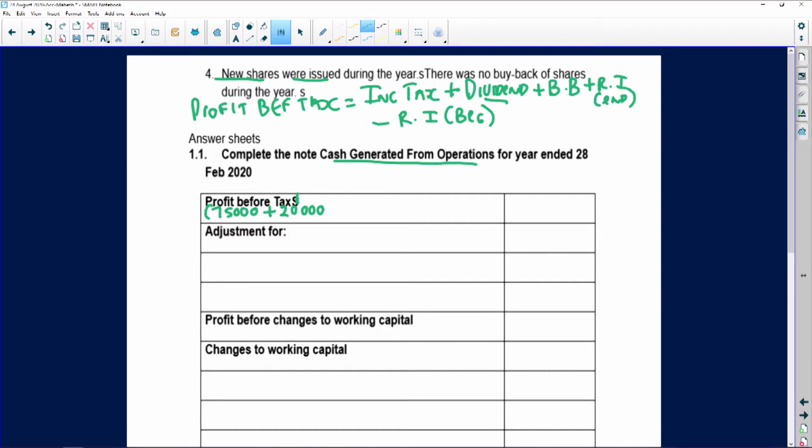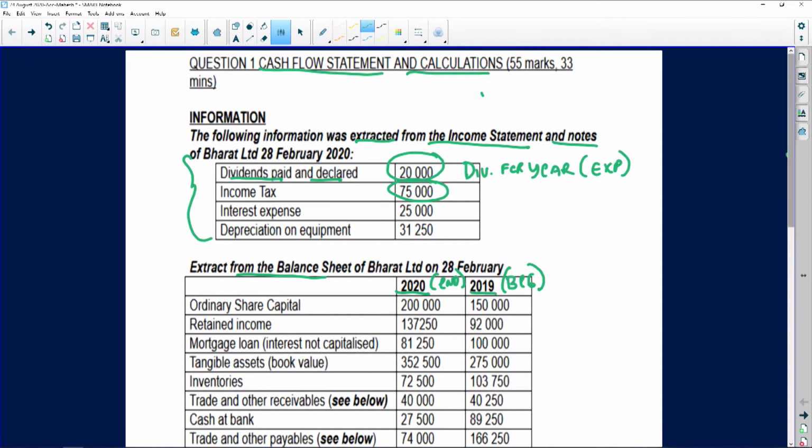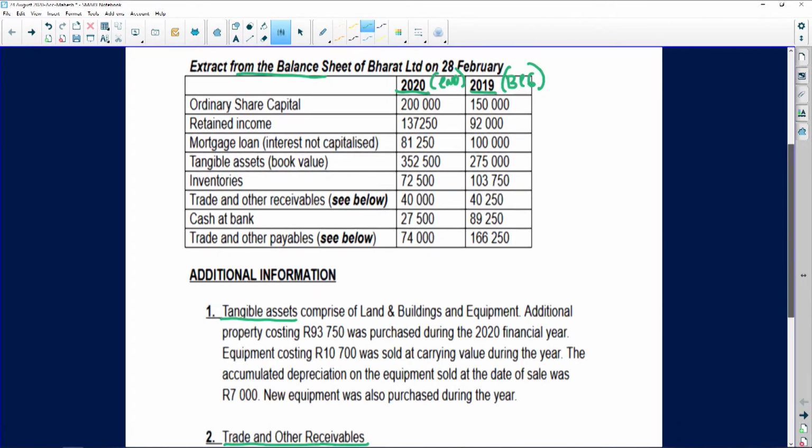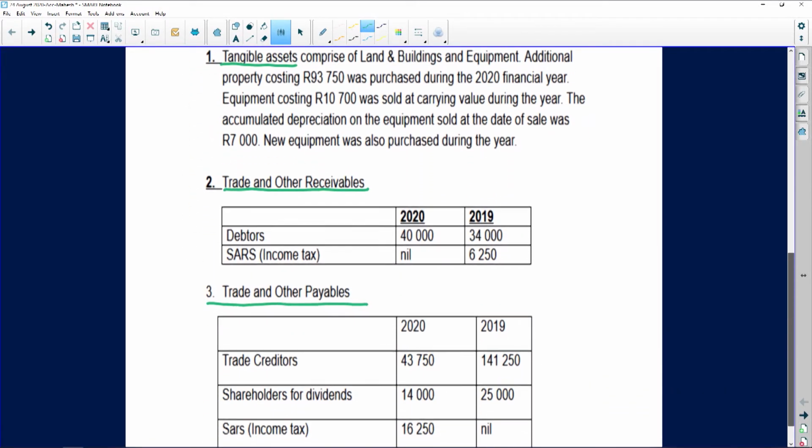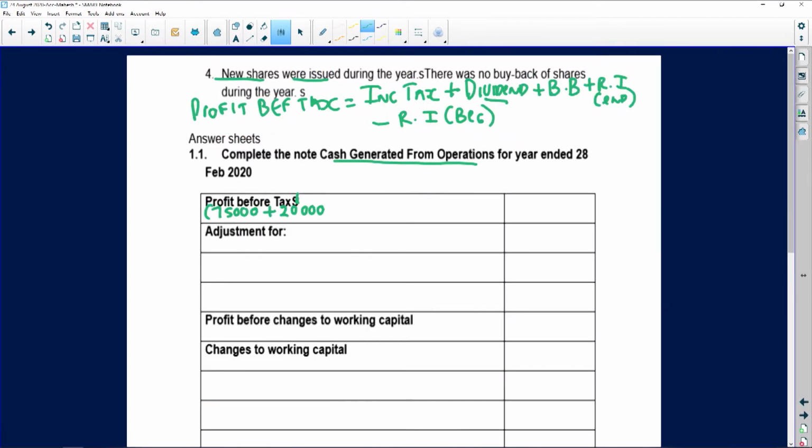Right, buyback. In this particular question, let's quickly go back to our information and look further down. I think it was at the top of the next page. Okay, right, so looking at information 4, new shares were issued during the year. There was no buyback of shares during the year.